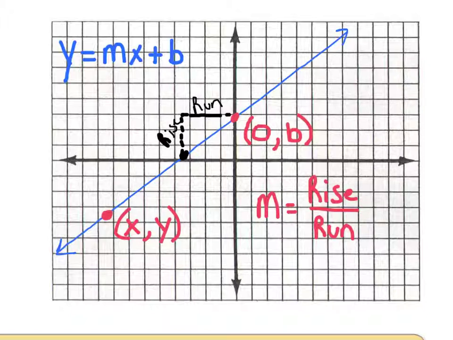So that right there is all the pieces for slope-intercept form. That is how we're going to graph lines. That's how we're going to write the equations of lines. All right? Any questions? Yes, sir. So x and y can be any point? Any point on that line. Yep. Any other questions? No. All right, let's go to the next page.